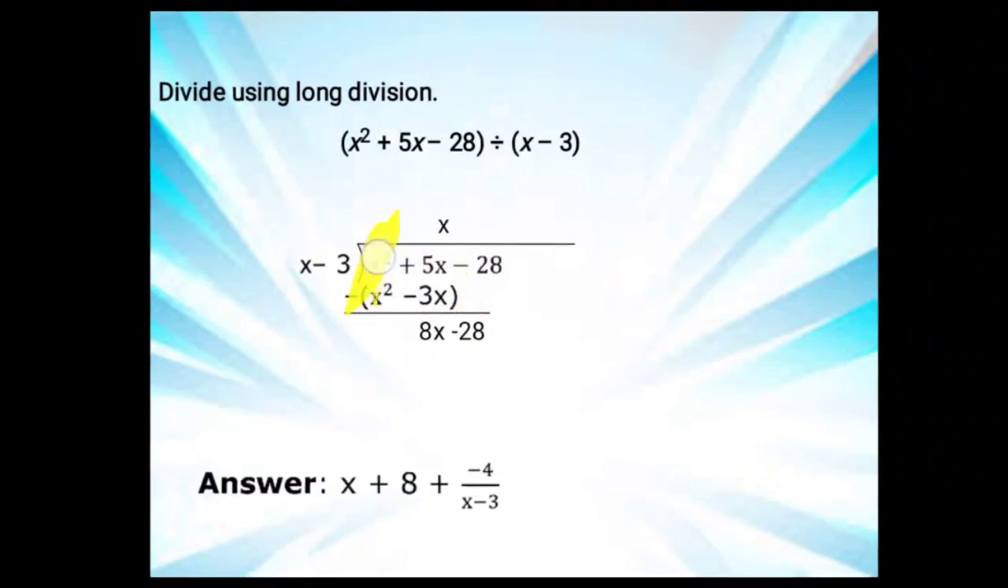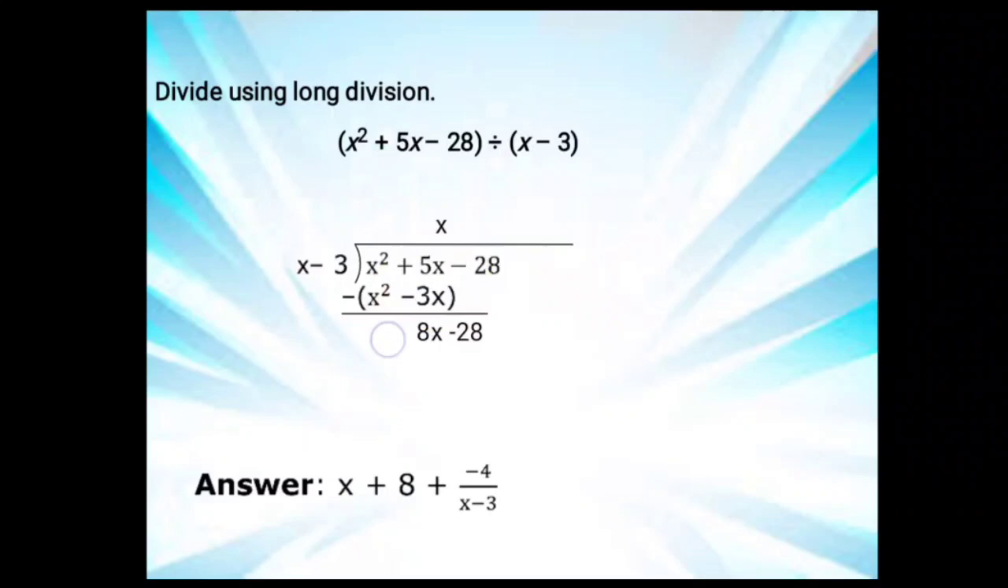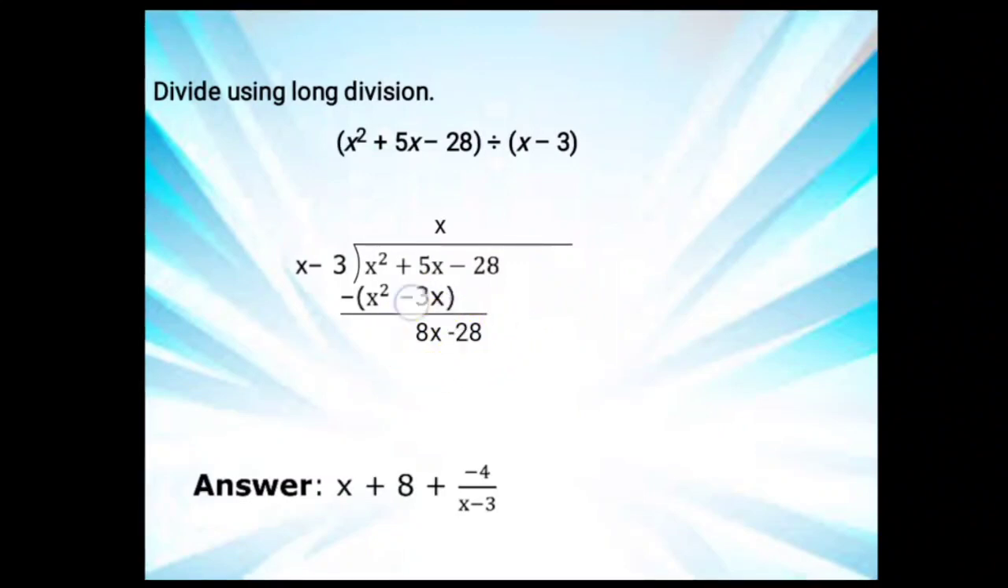x squared minus x squared is 0. Then 5x minus negative 3x is keep, change. 5x plus positive 3x is positive 8x. Okay? Then bring down negative 28. Then after that, let's eliminate 8x. So 8x divided by x is 8.